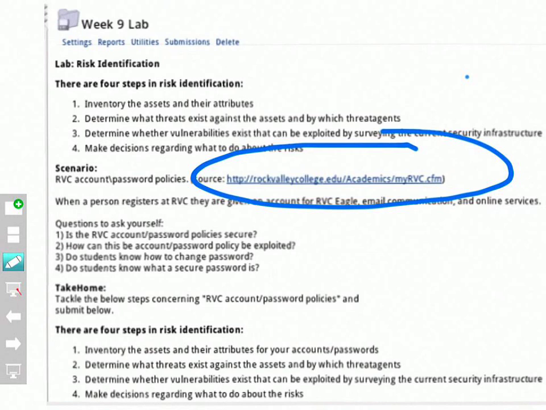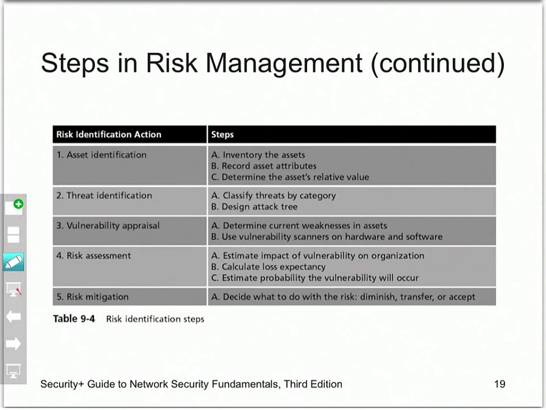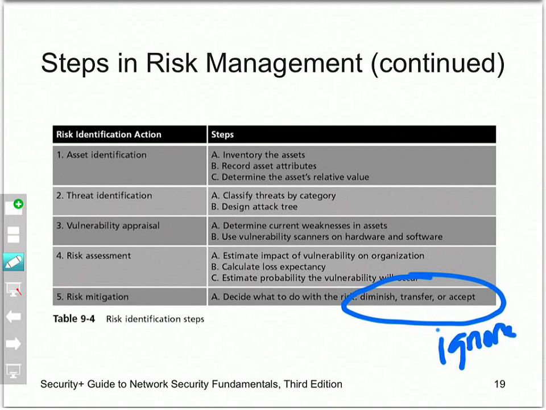To submit, I'm asking you to respond to these four questions, or these four informational things. So inventory the assets and attributes, determine threats, determine vulnerabilities, and then number four, just a paragraph of what you're going to do or not do about those threats or threat agents. And remember, the options as far as decisions are: diminish, transfer, accept, or we added a new one on Tuesday, which was ignore it. And so you can say, okay, on this one, we're accepting it. On this one, we're diminishing it by passing out flyers at the beginning of the semester in the student center and a few classes or whatever.